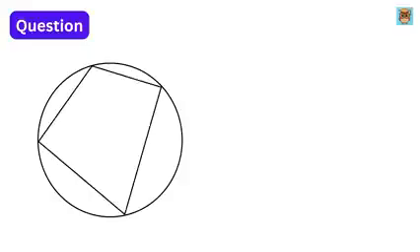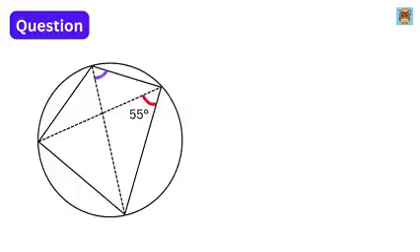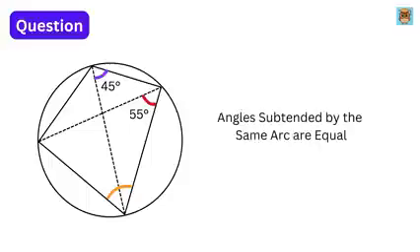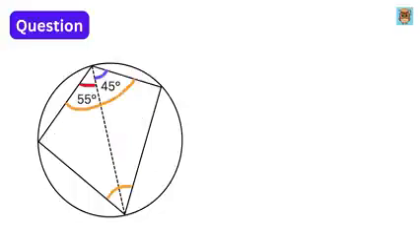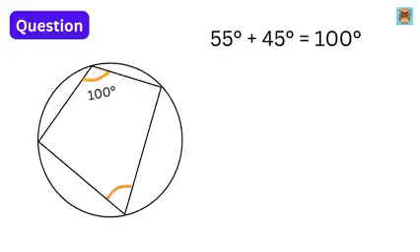Suppose this is a cyclic quadrilateral in which these are its diagonals. If this angle is 55 degrees and this angle is 45 degrees, then what will be the value of this angle? Okay, using our first theorem, we know that the angles subtended by the same arc are equal. So, if this angle is 55 degrees, then this angle will also be equal to 55 degrees. So, this angle will be equal to 55 plus 45, or 100 degrees.